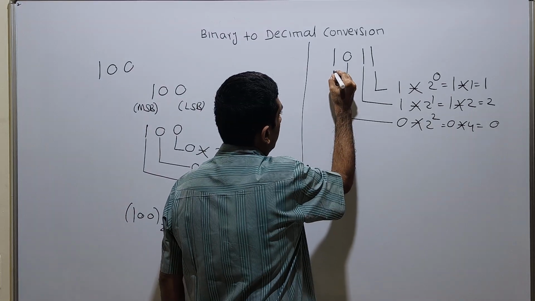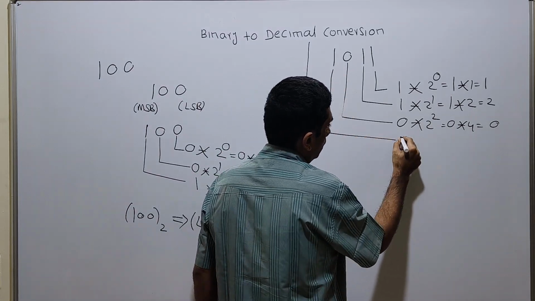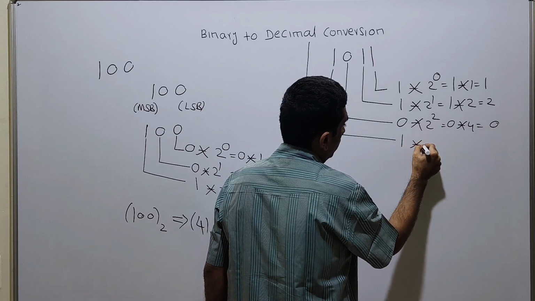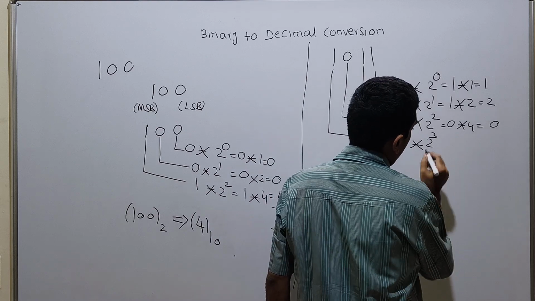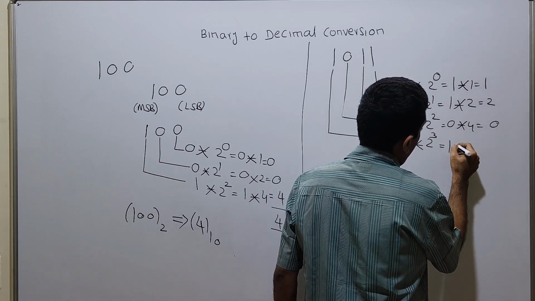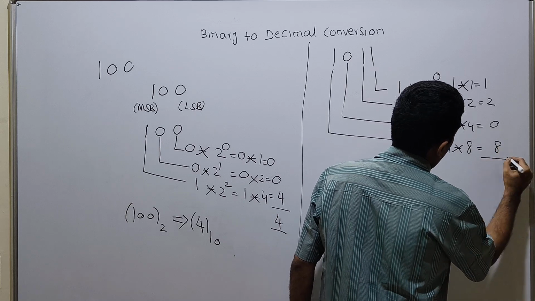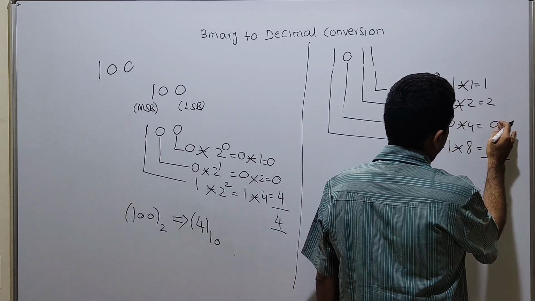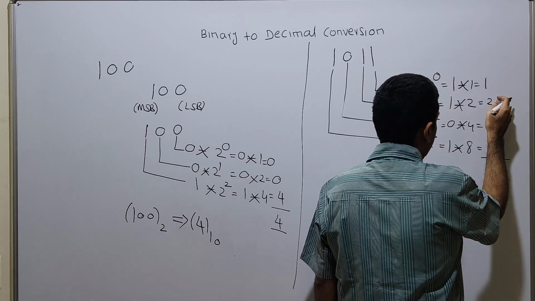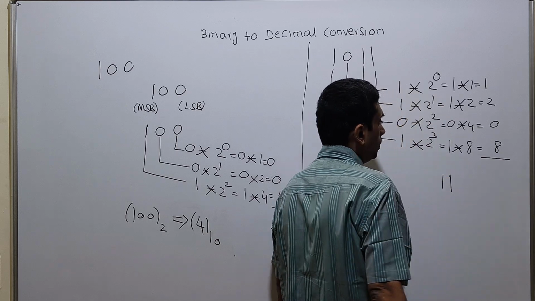Next, take the last bit. This is the most significant bit. 1 multiplied with, increase the power by 1, 2 cube. So this is equal to 8. 1 into 8, which is equal to 8. Now add all the numbers. 8 plus 0 is 8, plus 2 is 10, plus 1 equals 11. So 11 is my output.